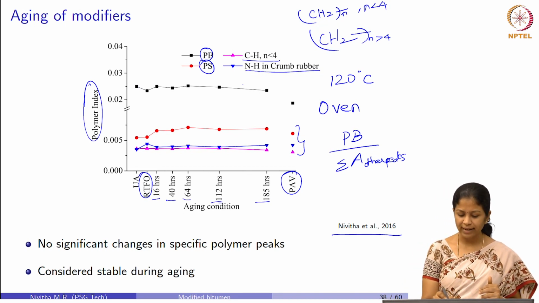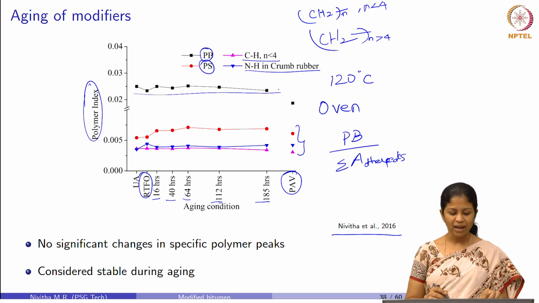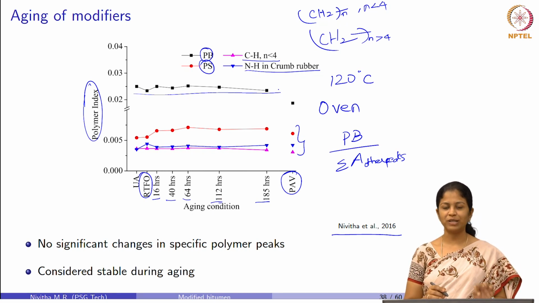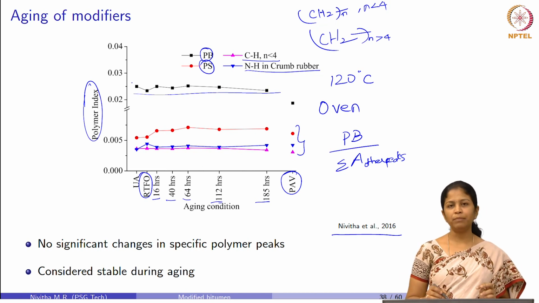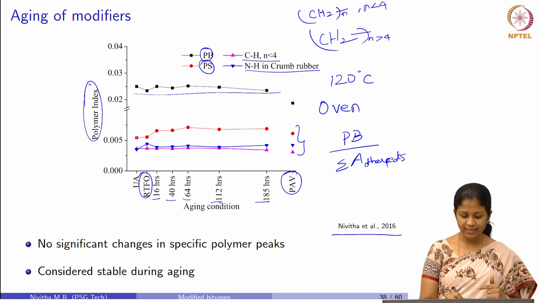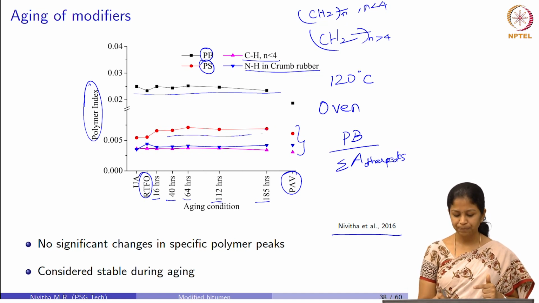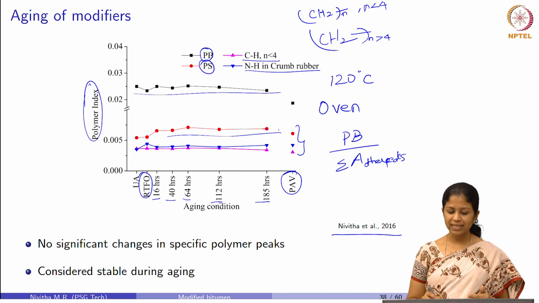in this polymer index at different aging conditions in the case of polybutadiene. We can see some fluctuations initially, but you can also see the y axis, what the sensitivity is. So, we can say that there is not much of a change in this polymer index for polybutadiene across different aging conditions. Similarly, in the case of polystyrene, there is a small increase, but not substantial variation from 40 hours to 185 hours of aging. Similarly, we can see in the case of CH and NH4 also.